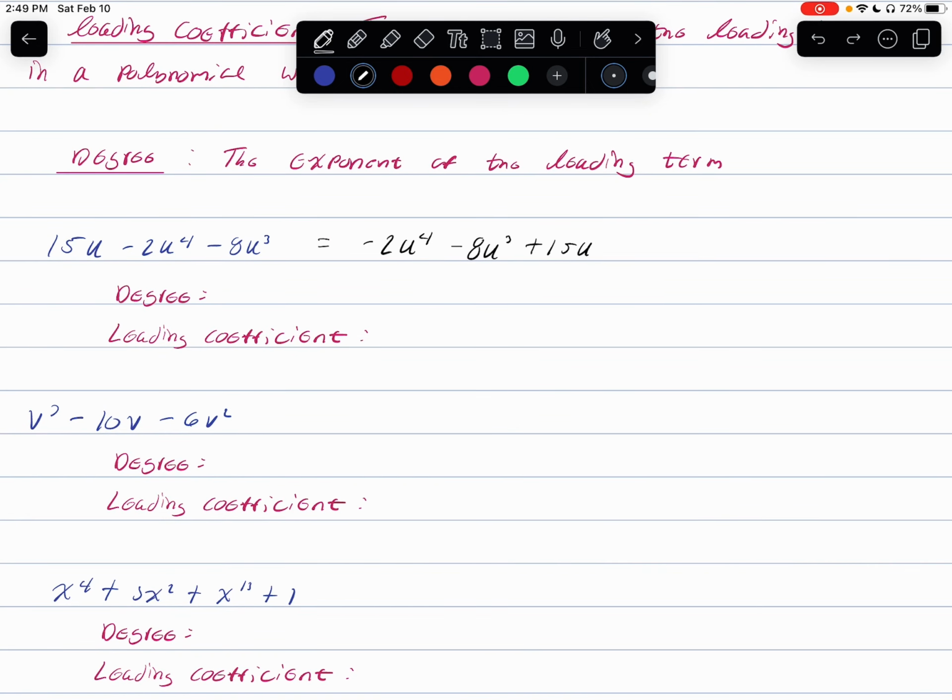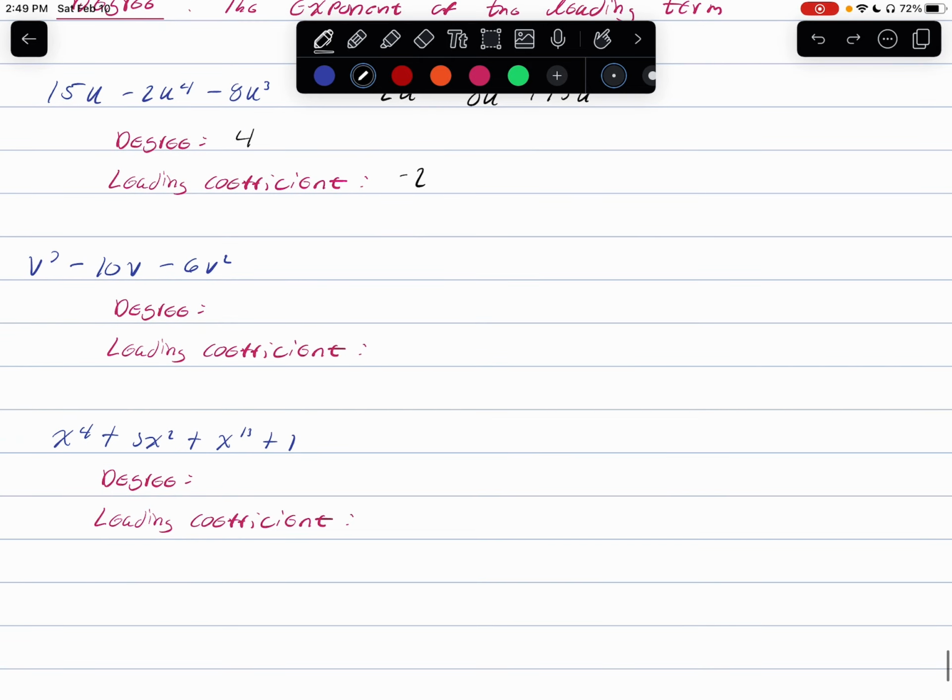Okay, so the degree of this polynomial is going to be the exponent on the leading term, this first term. So our degree here is going to be 4, and our leading coefficient is the number that we're going to multiply this variable by. So we're multiplying u to the fourth by, so our leading coefficient is going to be negative 2. That comes from here. Okay, how about this one?